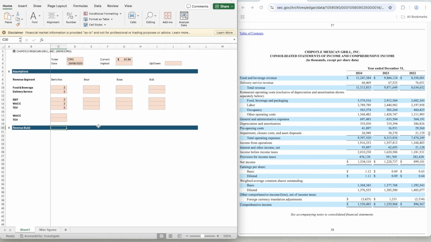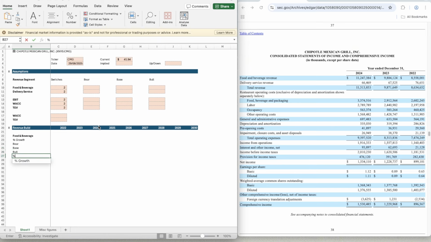So we're starting with 2022. We go right through to 2030. Food and beverage is the first revenue segment, and below that, we want to know what the percentage growth is each year.